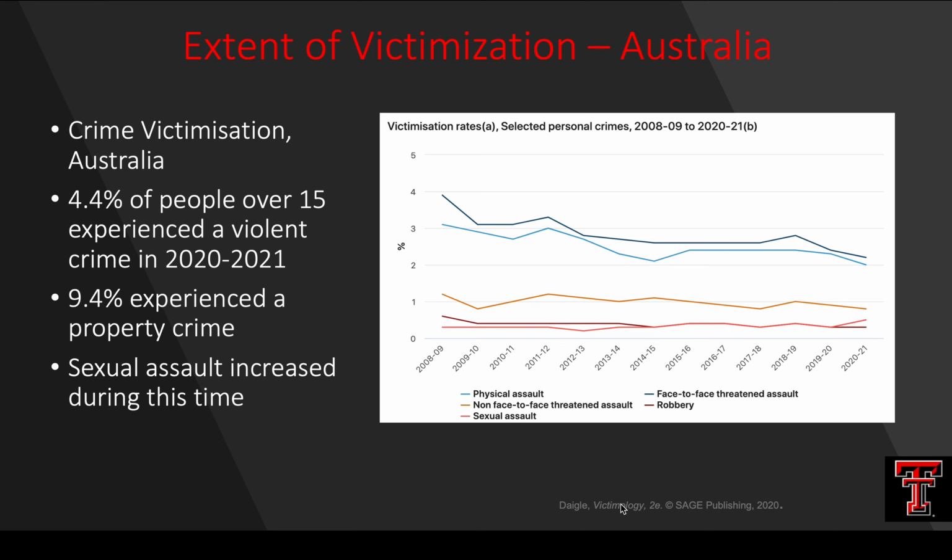They found that sexual assault increased during this time. I'm not too sure if this is actual assault or just the reporting of assaults. And the reporting rates are pretty similar to the United States. Australia maybe has a slightly lower crime rate than the United States, but still pretty similar.